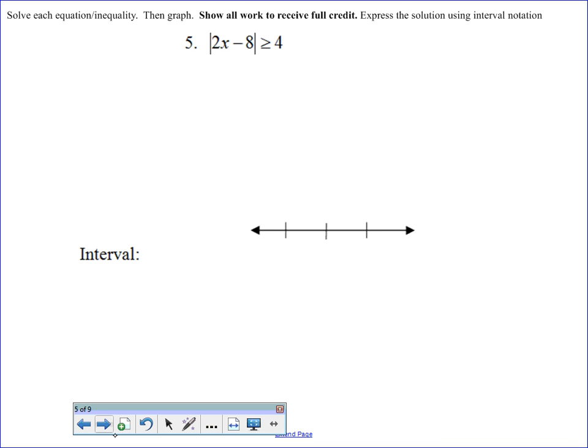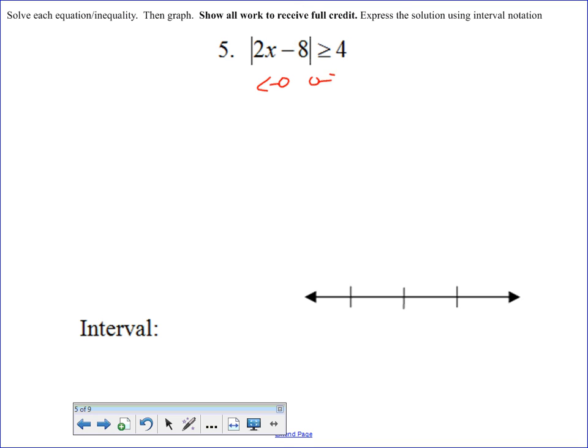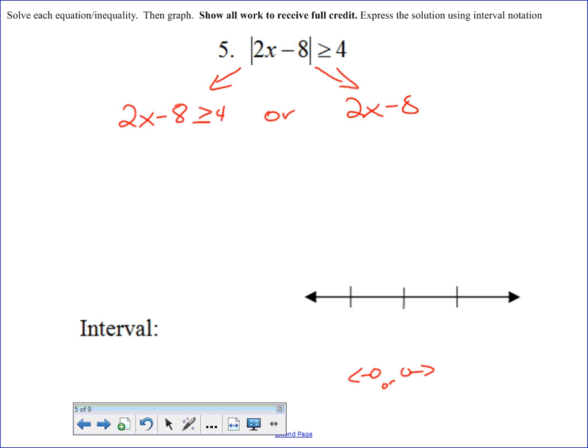All right, last one of these. And this one's different. This is greater than or equal to. So already we know that our graph is going to have this shape. It's going to be an or statement. Save that down here because we know that's coming. So we're going to create our two different inequalities. 2x minus 8 is greater than or equal to 4, or 2x minus 8 is less than or equal to negative 4. And once again, when we create the negative version of our inequality, we have to flip it.